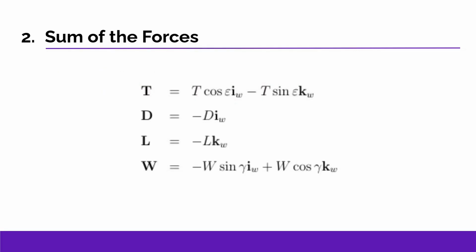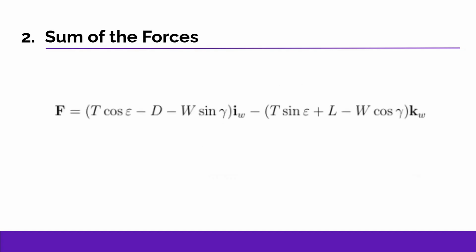The thrust is expressed in the wind frame, drag and lift are expressed in the wind frame as well, with minus drag in front of IW because drag acts along negative IW, and the same thing for lift because positive KW points down. Finally, your weight vector expressed in the wind frame is what we just found earlier. So all you need to do now is to combine everything and separate your I and K components.